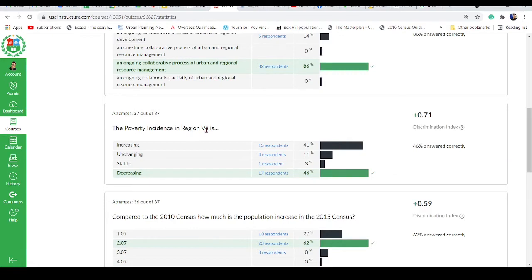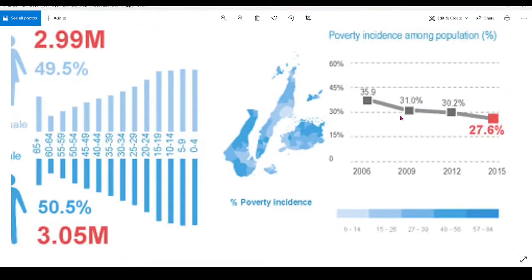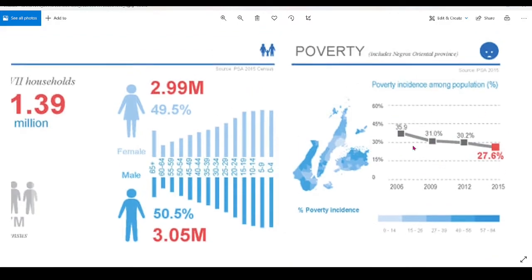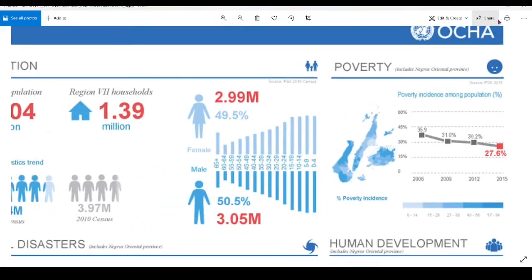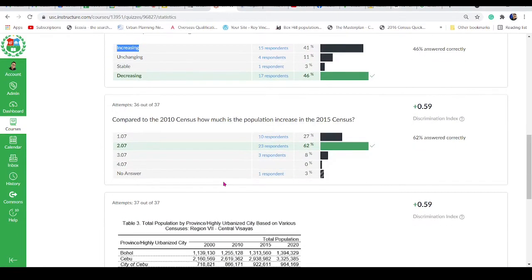And I don't know why I didn't capitalize Region 7. So the poverty incidence in Region 7 is increasing, unchanging, stable, decreasing. I don't know why people said increasing. It's really on here. It's been decreasing. So nobody noticed it on the map. So look at the infographic a little bit more closely next time. That's surprising. 41% said increasing. That's okay. You didn't know, so now you know.